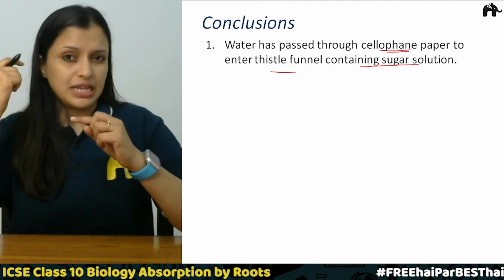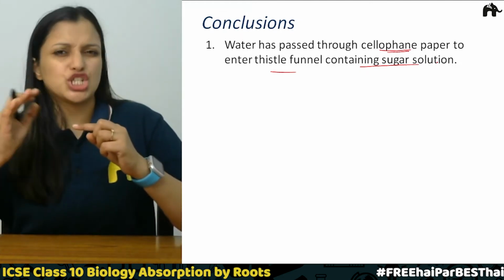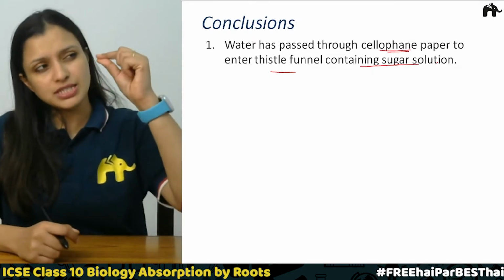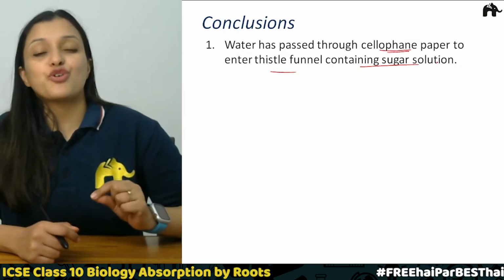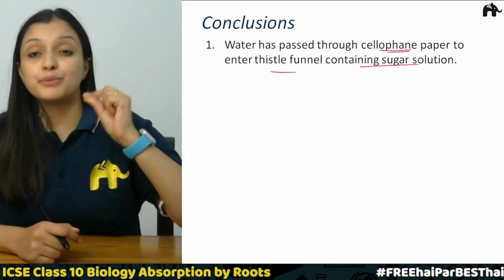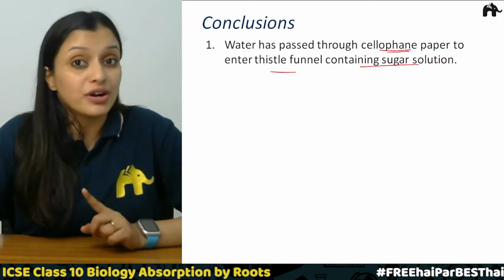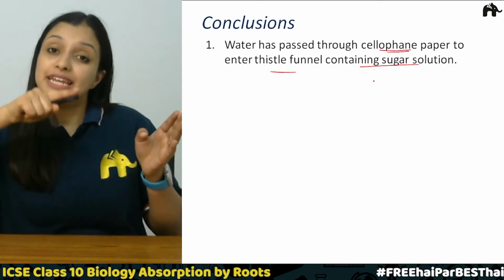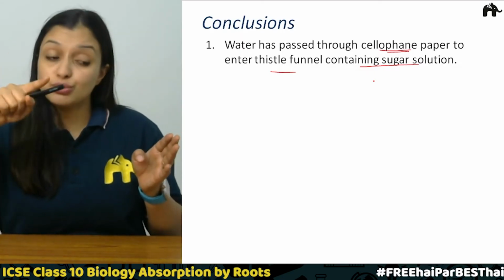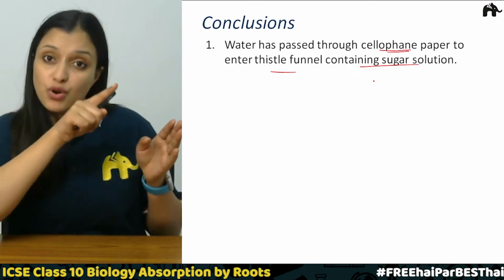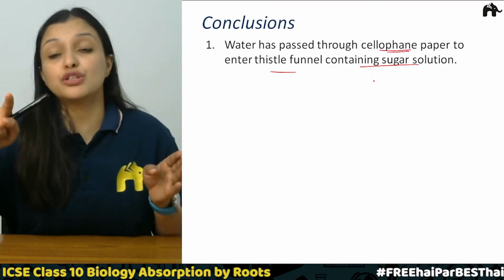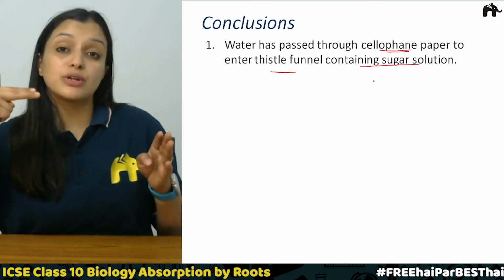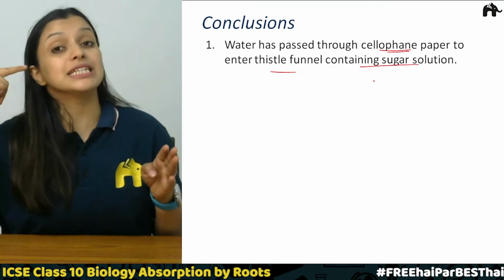But in case of control setup, there was no change in the level of the solution inside the thistle funnel, and there was a slight drop in the water level in the beaker. Correct? So what did this show? That the water has entered from the beaker into the thistle funnel through this cellophane sheet. Right? So water has entered into the sugar solution, due to which the level of the sugar solution inside the funnel has increased.